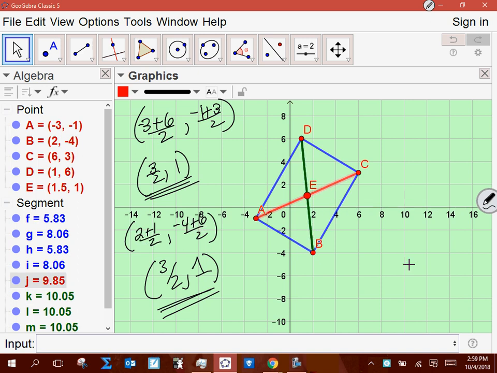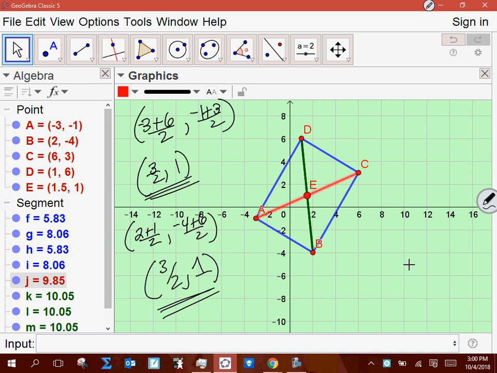Okay? Does the green one do the exact same thing for the red one? Does the green one pass through the red one's midpoint? Okay, so the green one is the red one's segment bisector. Okay? So what does that tell me? It tells me they're both bisecting one another. Does that make sense to everybody?